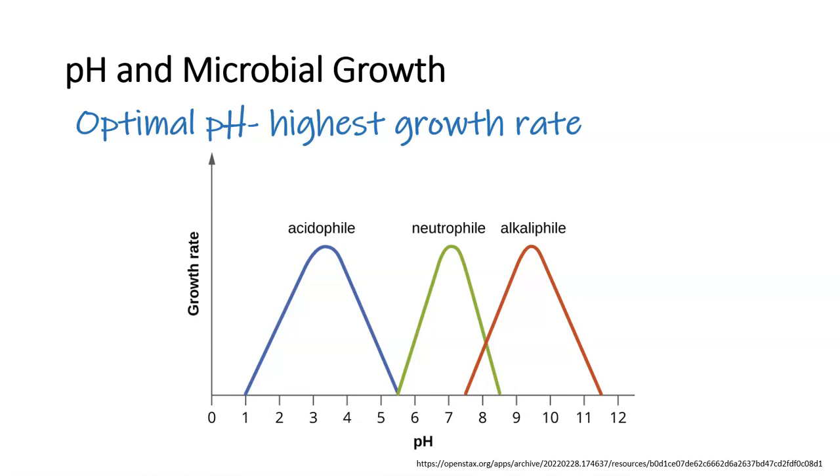On the opposite end of this figure in red, you can see there's an organism that can grow between a pH of 7.5 all the way up to a pH of 11.5 with a peak or optimal pH of about 9.5. That organism is called an alkalophile. Most human pathogens grow best at a relatively neutral pH and are called neutrophiles. So that's the line in green on this figure.